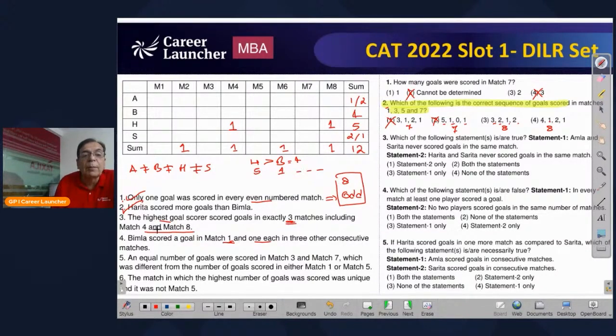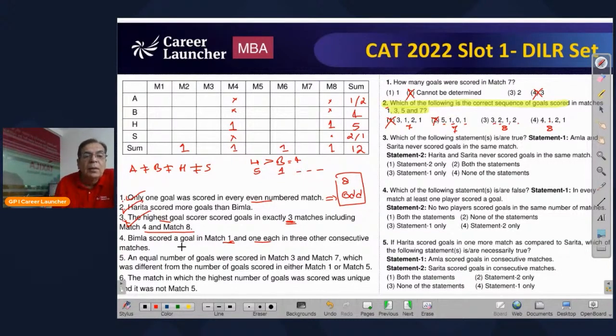Exactly 3 matches, including match 4 and match 8. So highest goal scorer, and there's one more match. This effectively means in match 4, no one else can score a goal because only 1 goal is scored. So in match 4 and match 8, only Harita scored.